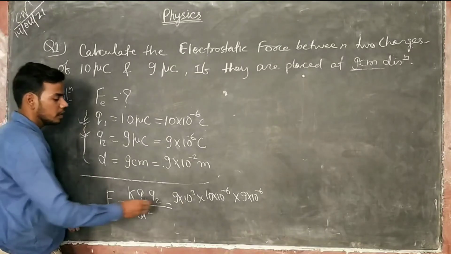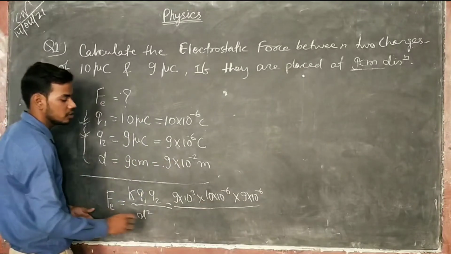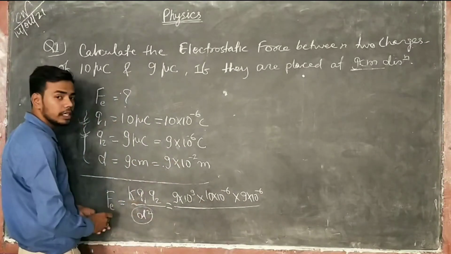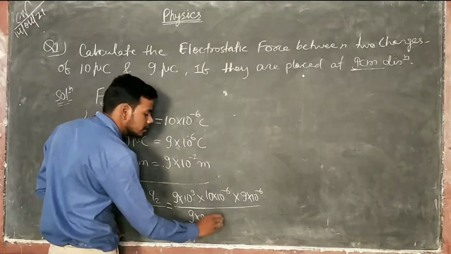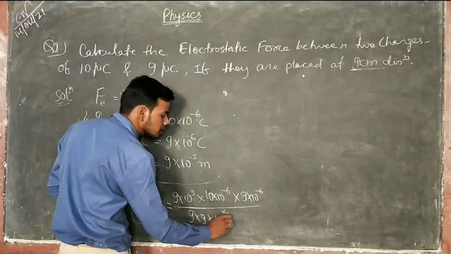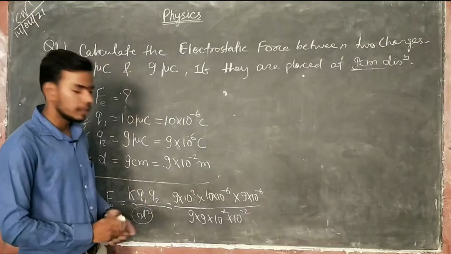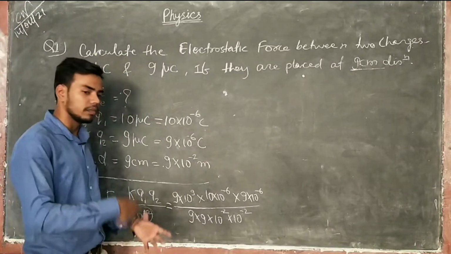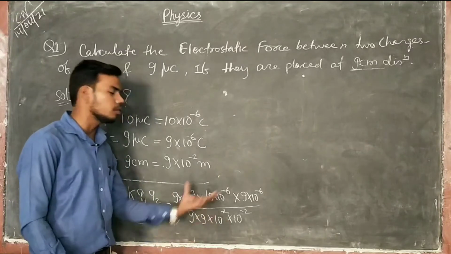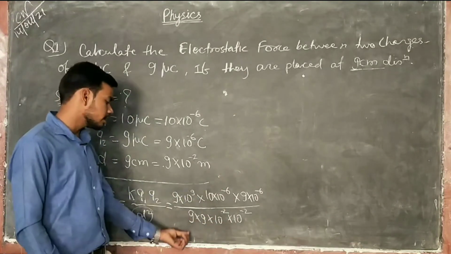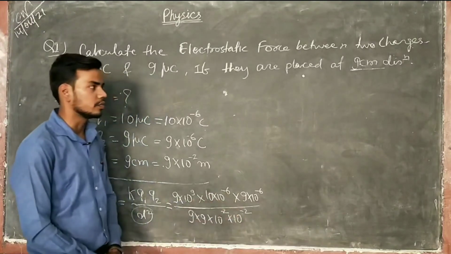Lastly, moving to D, that means distance. Distance is 9 into 10 to the power minus 2. So its square has to be done. So we will write here 9 into 10 to the power minus 2 into 10 to the power minus 2, twice, because squaring some digits means they have to be multiplied by themselves twice. So we have put here 9 into 10 to the power minus 2 into 10 to the power minus 2.